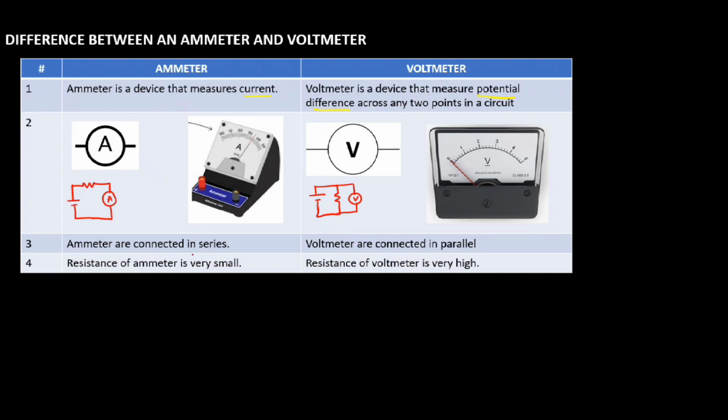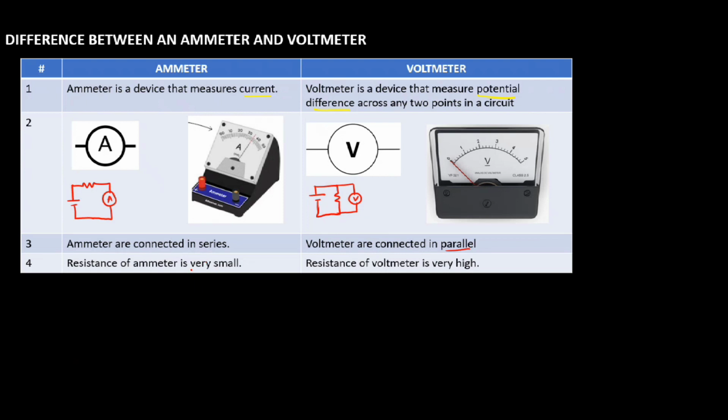Ammeters are always connected in series. So whenever you connect an ammeter in a circuit, you have to connect it in series with the circuit. Voltmeters, on the other hand, are connected in parallel. So for whichever component I want to find potential difference, I must connect the voltmeter across that component. I must connect it parallel to that component.